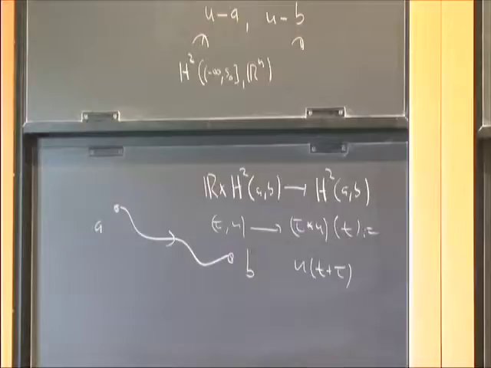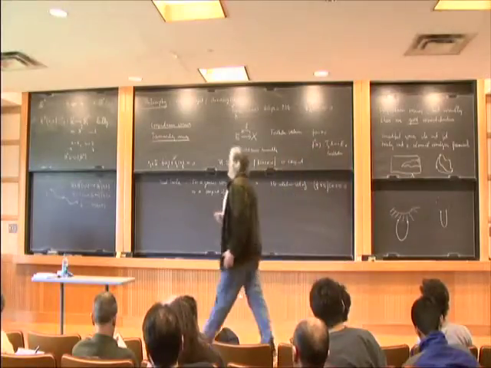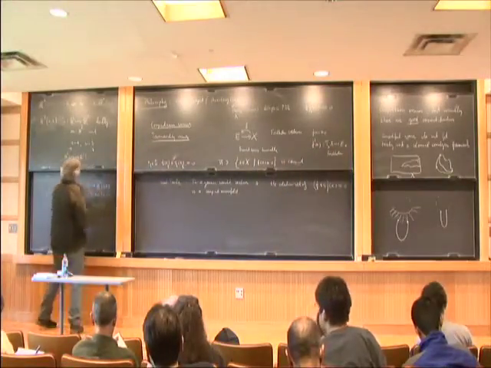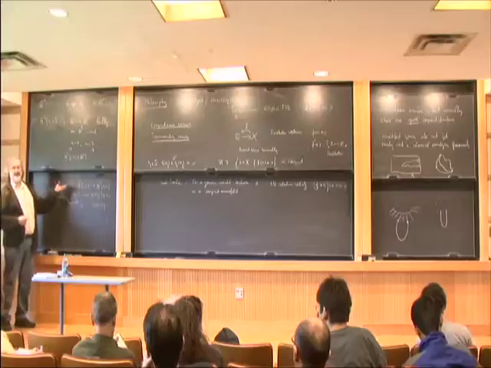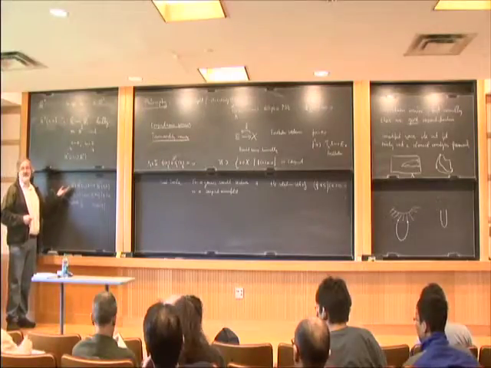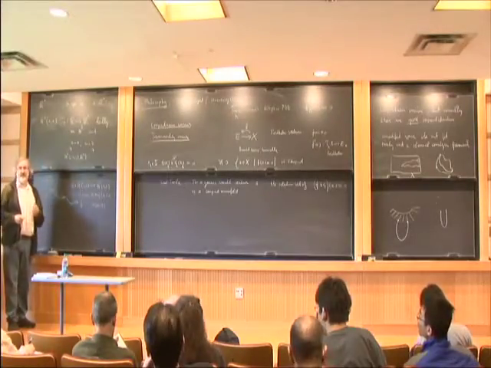So this action is not differentiable at any point. I mean, this joint map is not differentiable. It's C0. It's not differentiable at any point in the usual Fréchet sense.